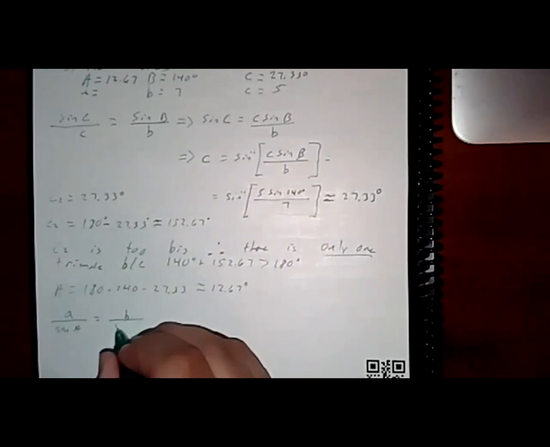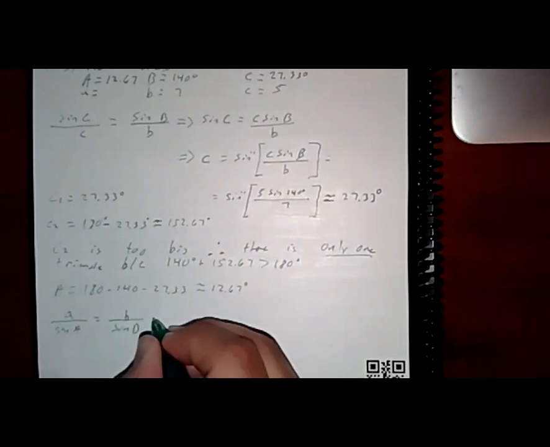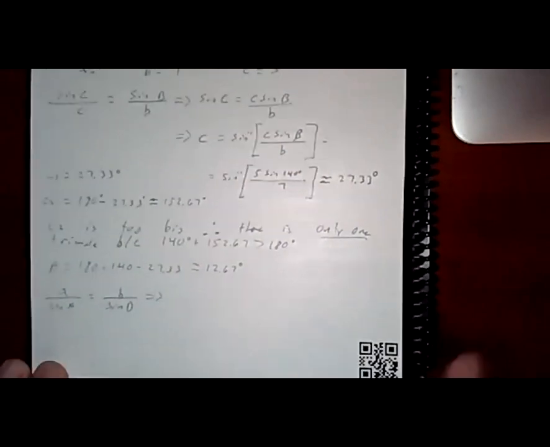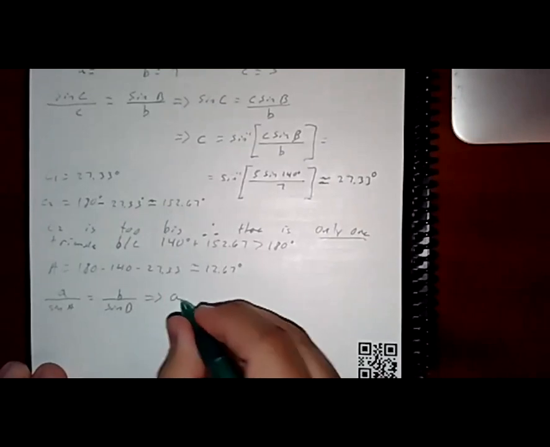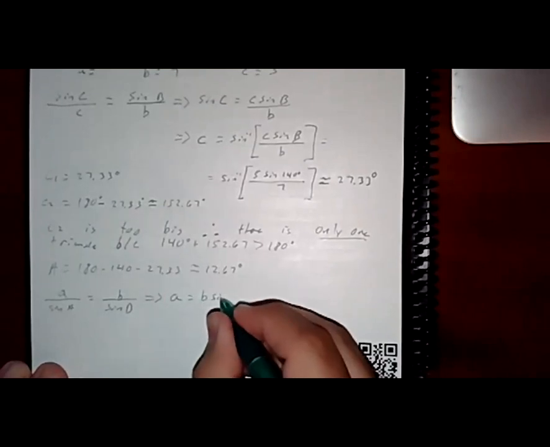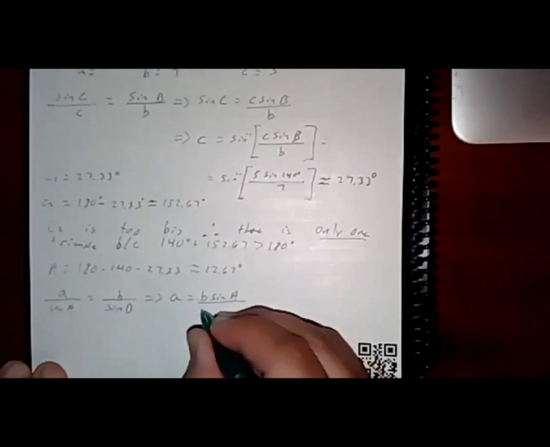All right, so nothing's changed, just like the last time. Now let's find little a, and we're done, right? So a over sine A, I'm going to use this formula, and I'm going to use the one that was given originally, so the little b over sine B. Solve in general, little a will be equal to b sine A over sine B.